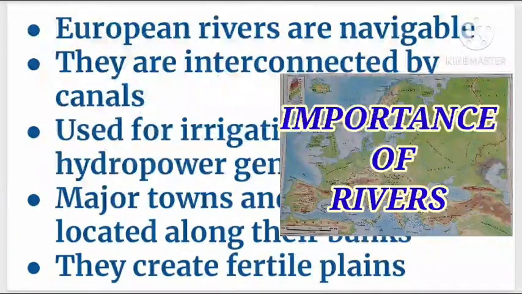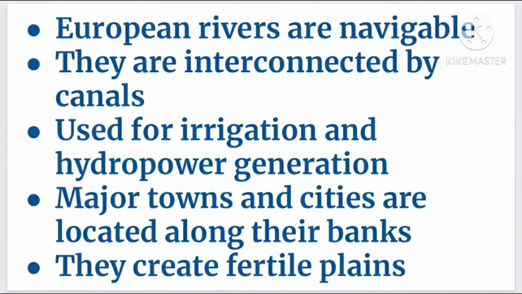What is the importance of rivers in the European continent? These rivers are navigable because they flow through a plain terrain. Because of that, these rivers are interconnected to facilitate water transport, which is the cheapest mode of transport. These rivers are used for irrigation and hydropower generation. Major towns and cities are located along their banks.